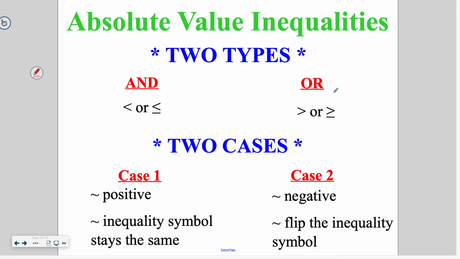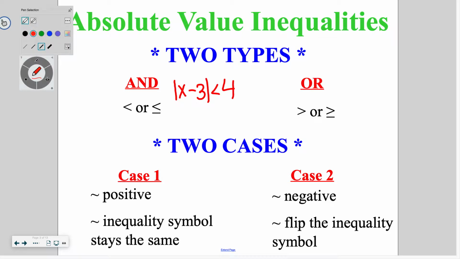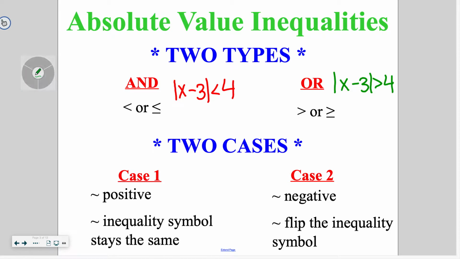So remember, absolute value is when we have something inside of those bars. There are going to be two types of absolute value inequalities. The first one is the AND case. This happens when you have something like the absolute value of x minus 3 is less than 4. So we've got a less than or a less than or equal to as part of our inequality. The other option would be if we have the absolute value of x minus 3 is greater than 4. So we have a greater than or equal to.